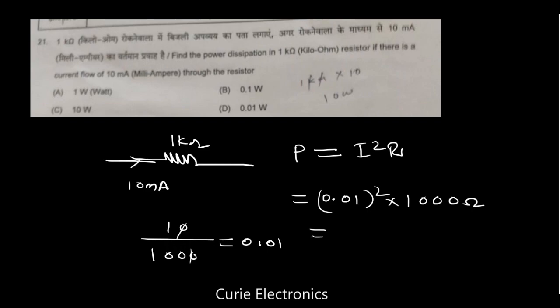Now if you multiply, what we get? We get 0.0001 multiplied by 1000. So we'll get 0.1 watt. 0.1 watt is the answer. 0.1 watt is the right answer. Option B is the right answer.